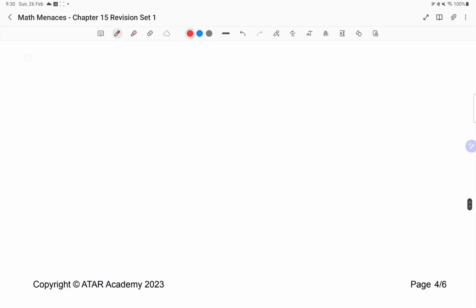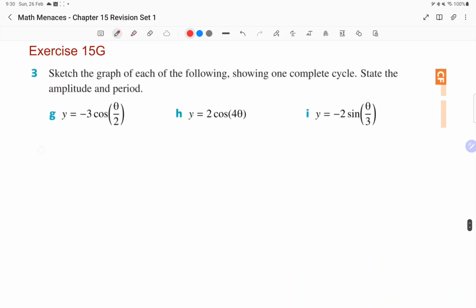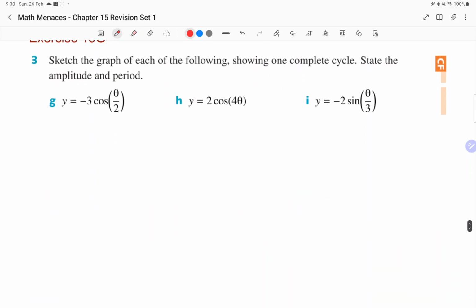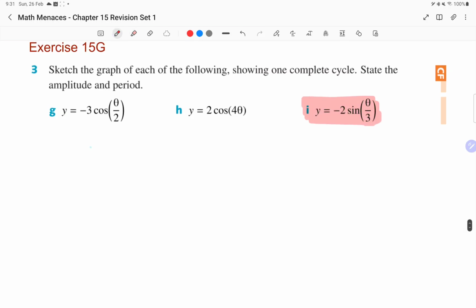Okay, moving on. 15G. Sketch the graph of each of the following, showing one complete cycle. State the amplitude and period. I'll go to question I. Chapter 15G, 3I. y equals negative 2 sine of theta over 3. What do we find first? Your amp, yes, which is?